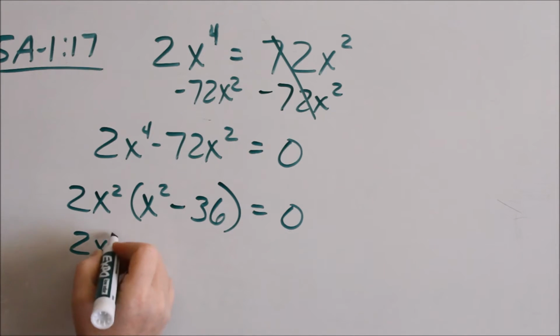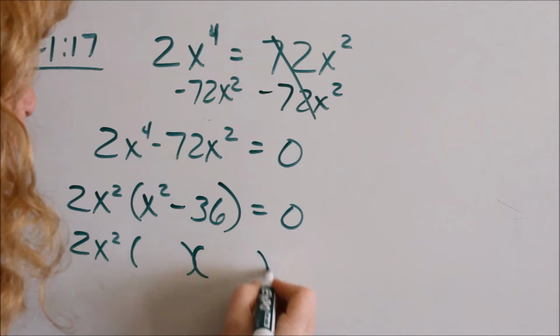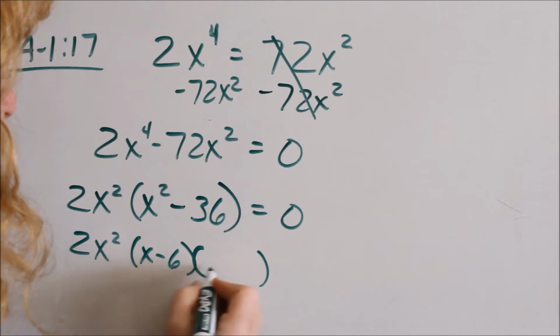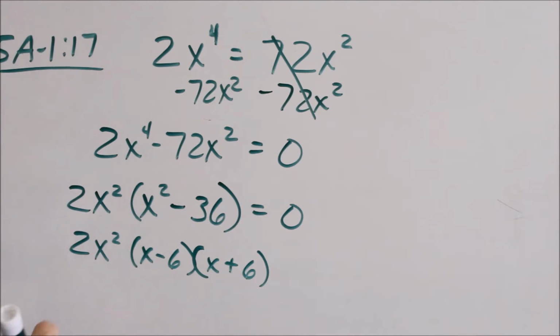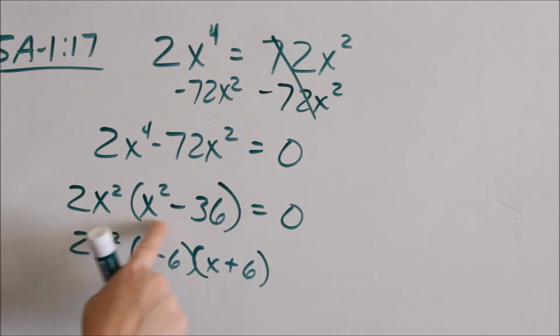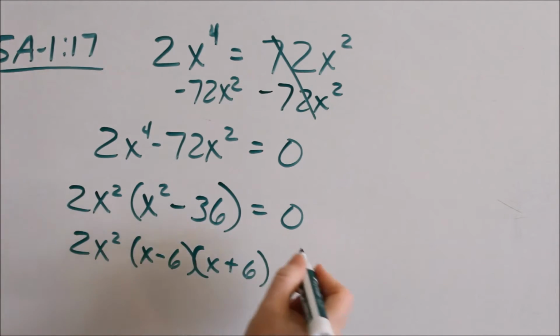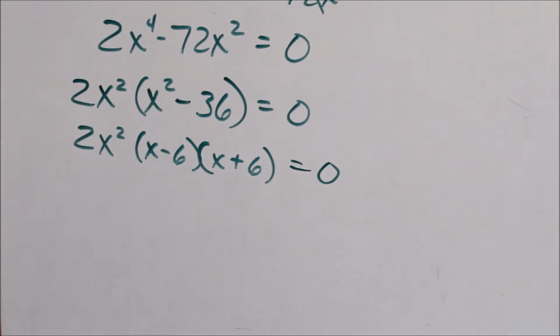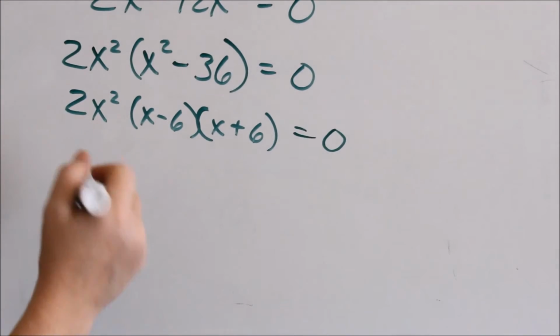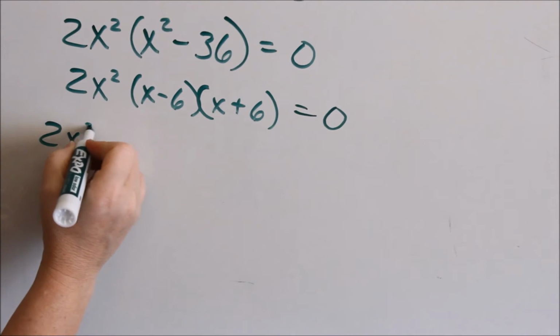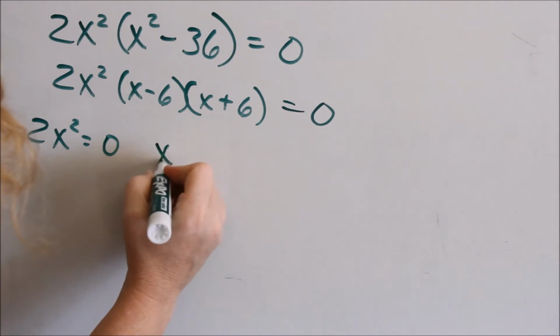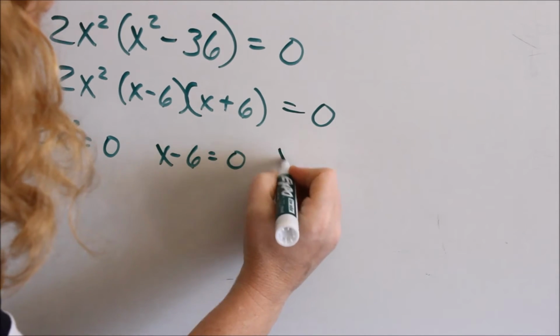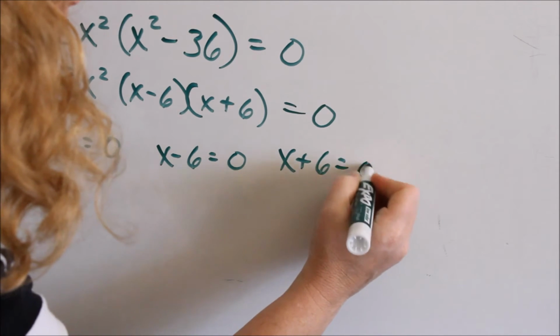So I have a 2x squared, and then this is a difference of two squares, x minus 6, x plus 6, taking the square root of each. Square root of x squared is x. Square root of 36 is 6. Still setting it equal to 0. Now you set each factor equal to 0, meaning we set this equal to 0: 2x squared equals 0, x minus 6 equals 0, x plus 6 equals 0.